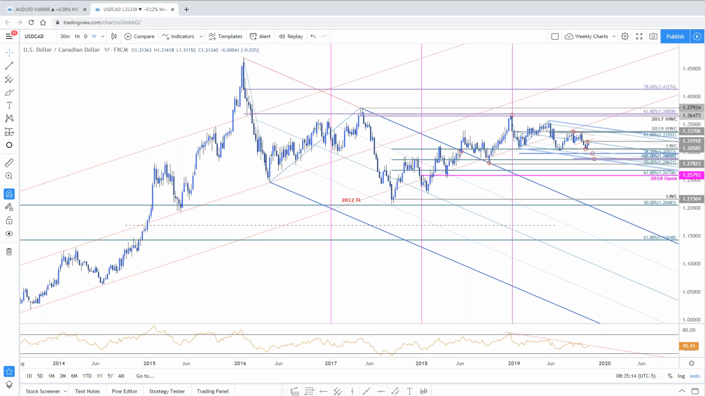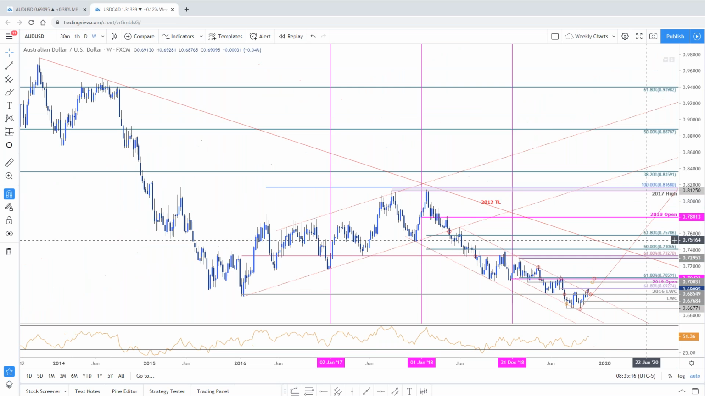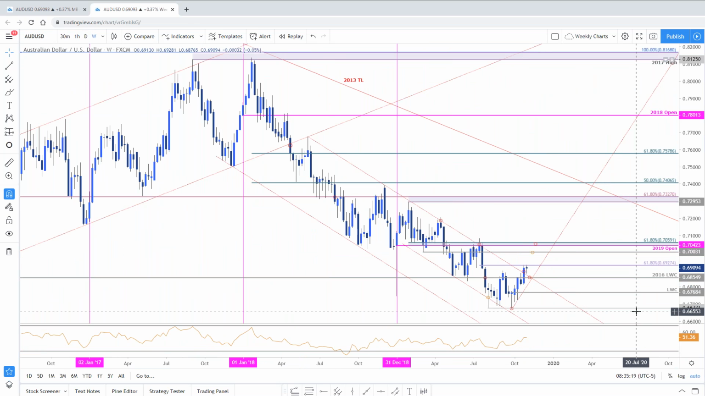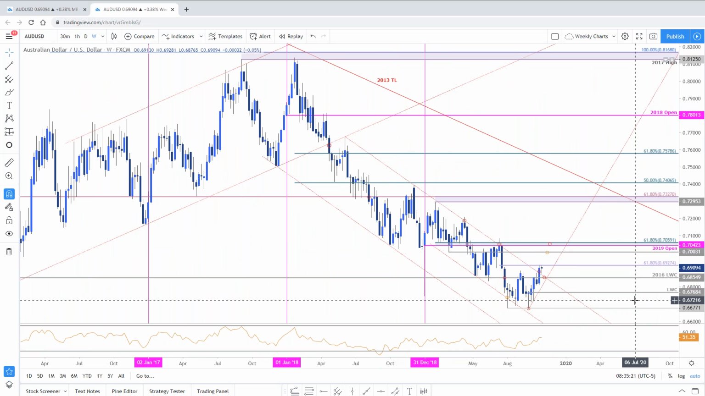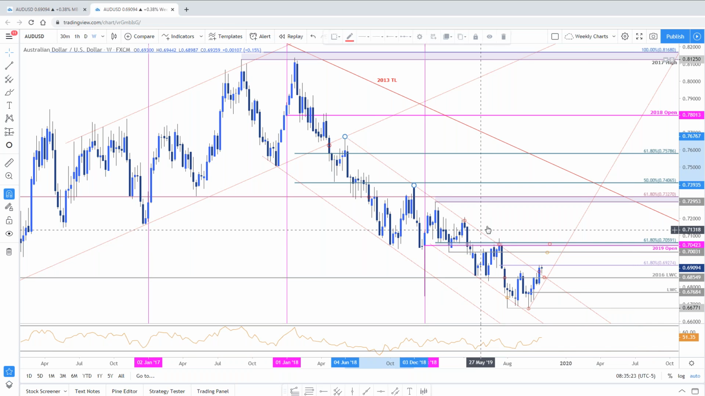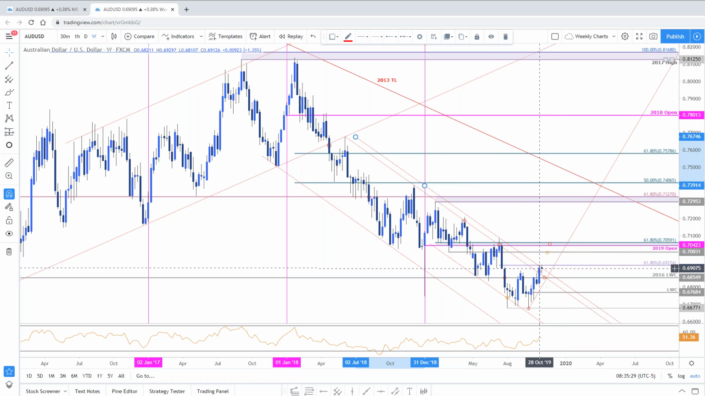Here's the longer term picture. Don't forget, I keep showing you this weekly chart just because it's so pivotal. Even if you take some parallels here, you can get creative with it, but you can see, man, it's a pretty big pivot here.